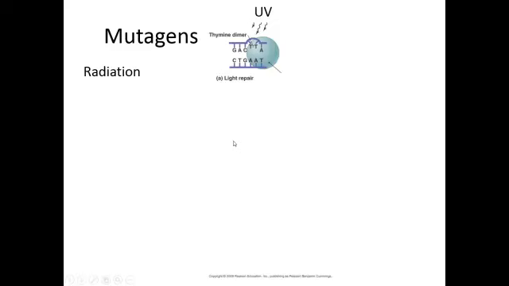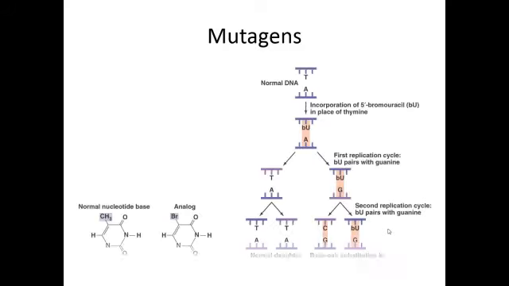Let's move on to other mutagens, namely chemical mutagens. There are three types: nucleotide analogs, nucleotide altering chemicals, and frame shift mutagens. Let's start with the nucleotide analogs.